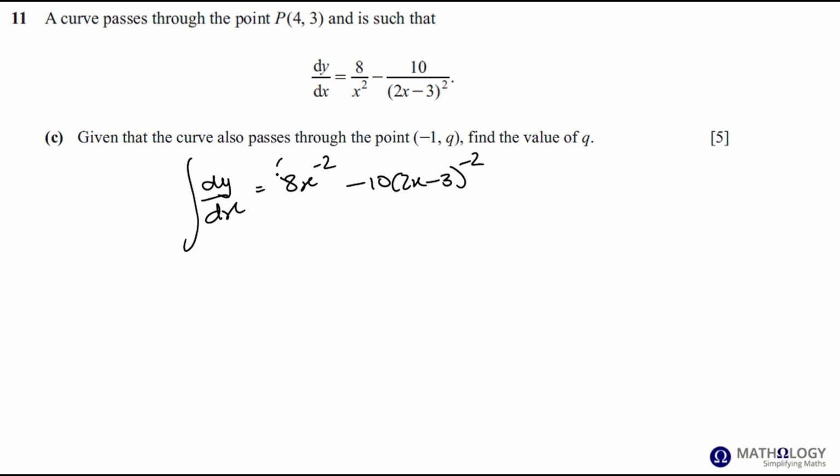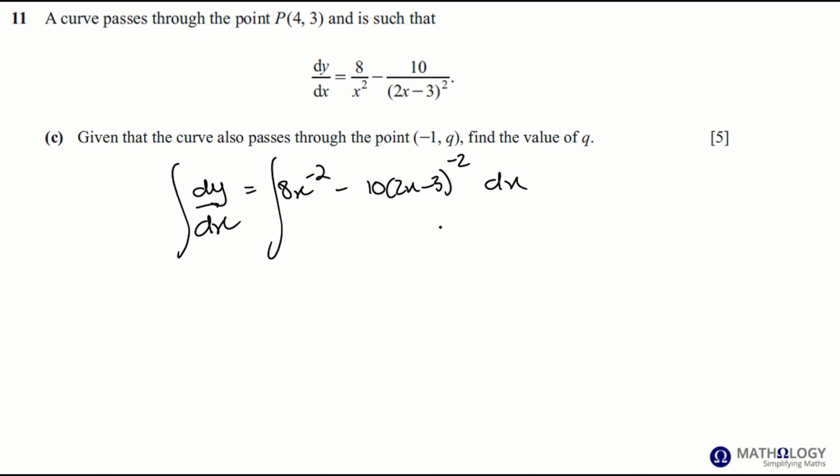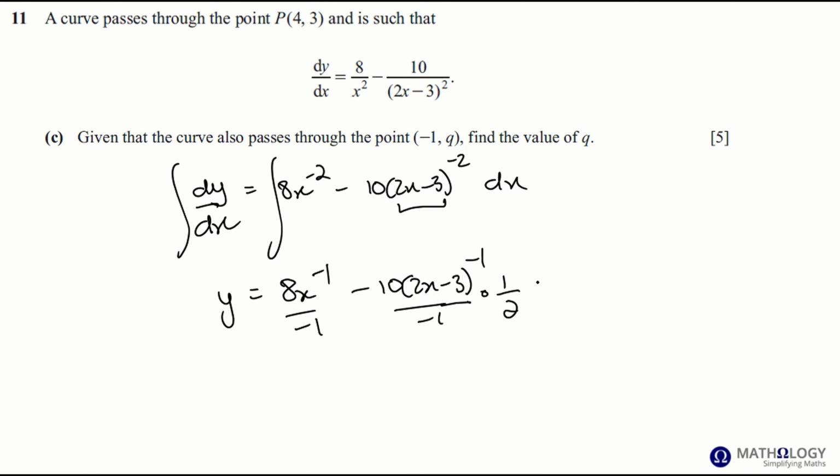So integrating this expression, 8x to the minus 1 divided by minus 1, minus 10 times (2x minus 3) to the minus 1 divided by minus 1, but also multiply by the derivative of 2x minus 3, so multiply by half, plus the constant of integration. So y equals minus 8 over x plus 5 over (2x minus 3) plus c.